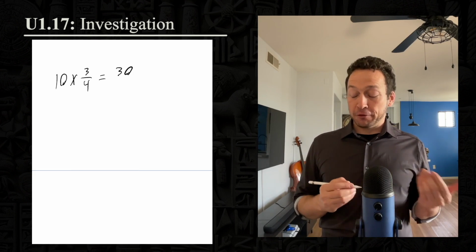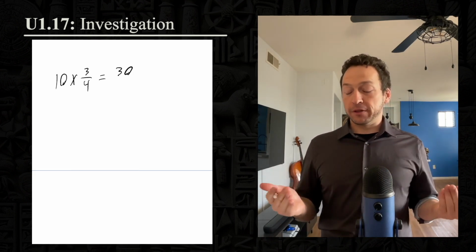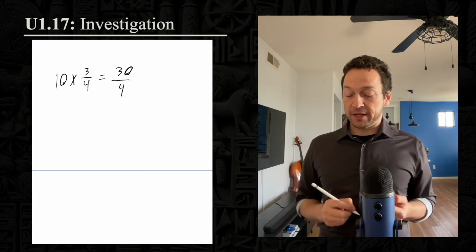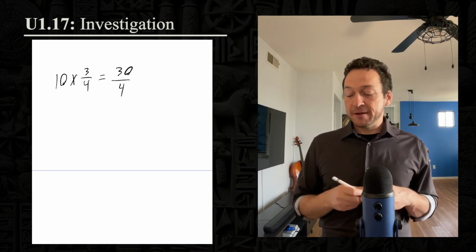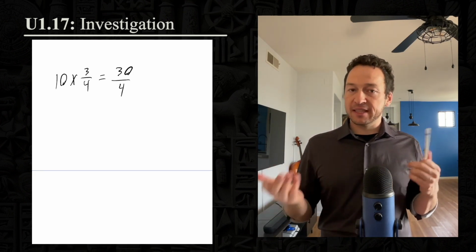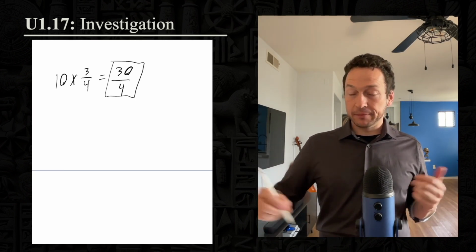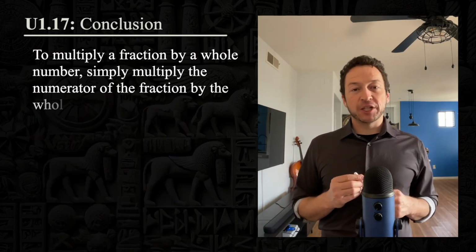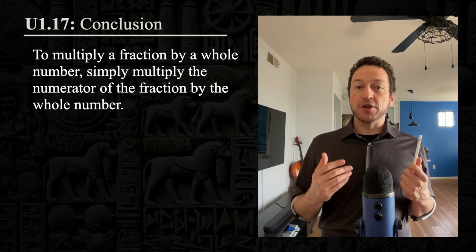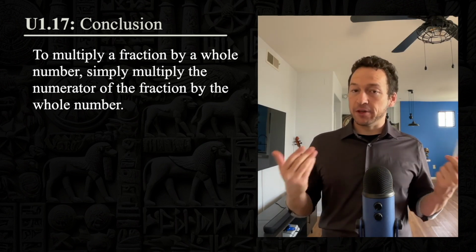All right, now 30 of what? It's 30/4. So we have to put the 4 down here, okay? What does that mean? It means that these pieces are of such a size that 4 of them is required to make a whole. And so that's his answer. It's really that simple. Conclusion. To multiply a fraction by a whole number, simply multiply the numerator of that fraction by the whole number.